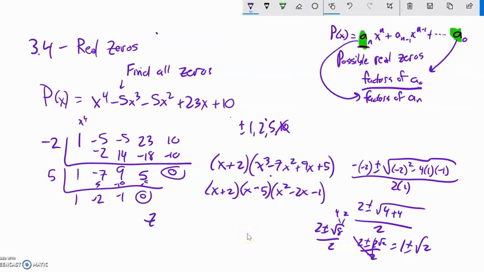So my zeros are negative 2, 5, 1 plus the square root of 2, and 1 minus the square root of 2. Let me graph that and see what that looks like on Desmos.